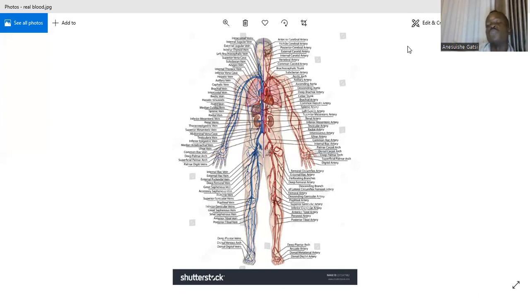It will pass between the two heads of the first dorsal interosseous, then it's going to pass through the two heads of the adductor hallucis to complete the plantar arc, which we're going to see being formed by the lateral plantar artery. Then your posterior tibial artery will give off the fibular artery, which is the peroneal artery for the lateral compartment of the leg.